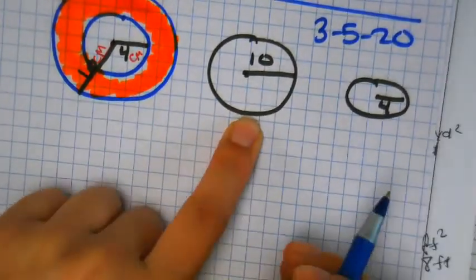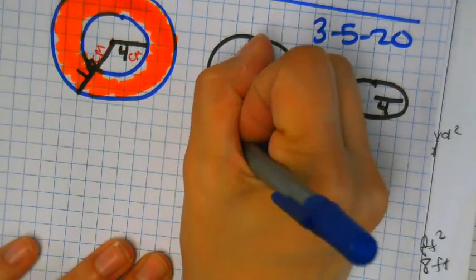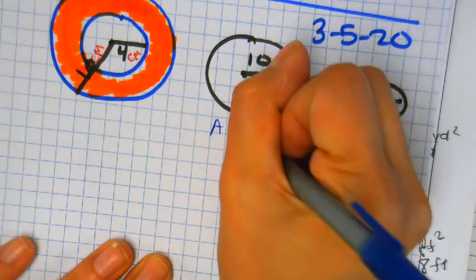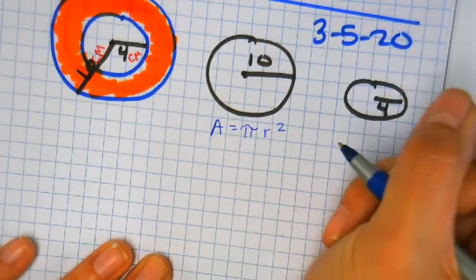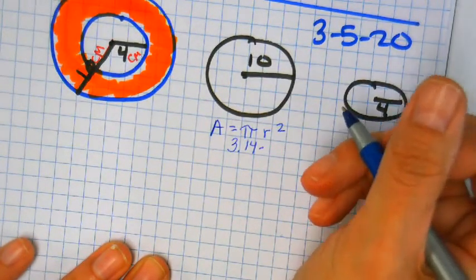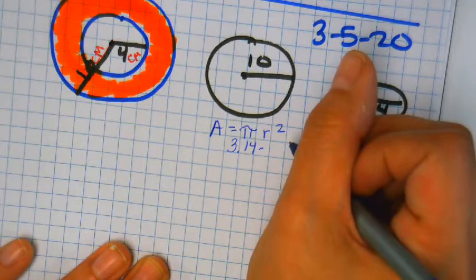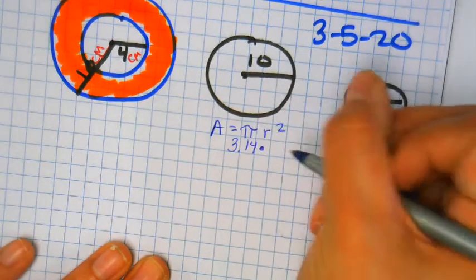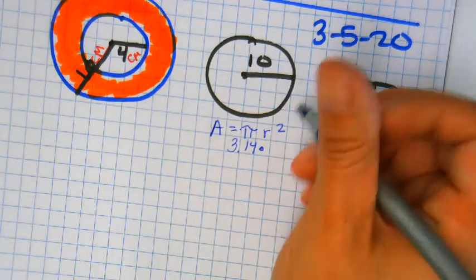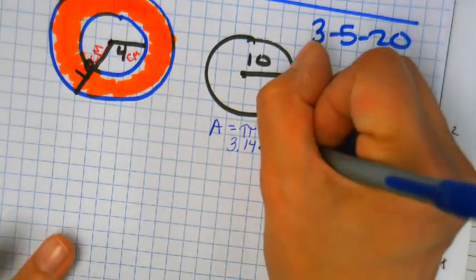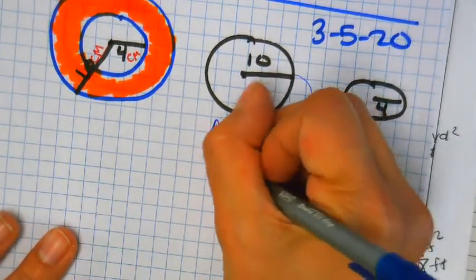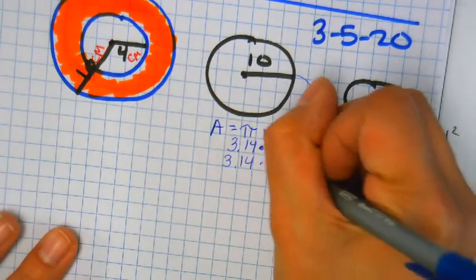Calculators can be used. How do I find the area? First off, what's the formula? Area is equal to pi r squared. So 3.14 times, what's my radius? What's my radius? What is it? You know, of the circle I'm right underneath. 10. 10 squared, right? Because that's my radius. So 3.14 times 100, right?